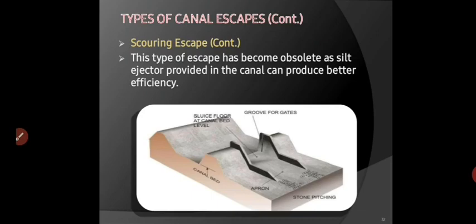This type of escape has become obsolete as a silt ejector provided in the canal can produce better efficiency.